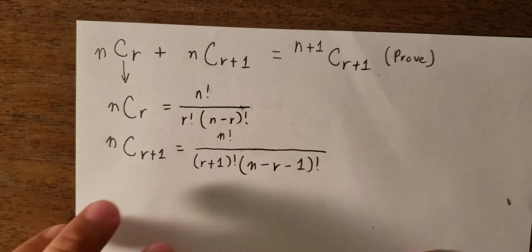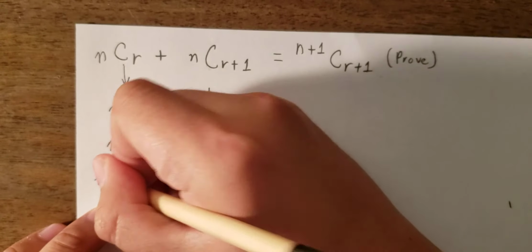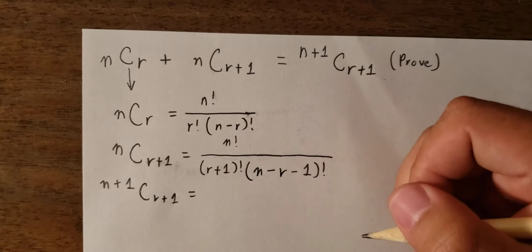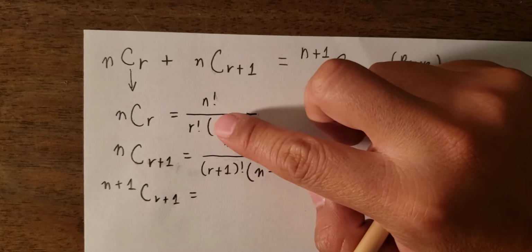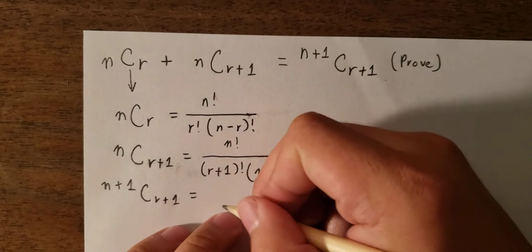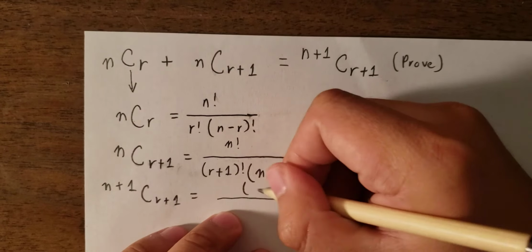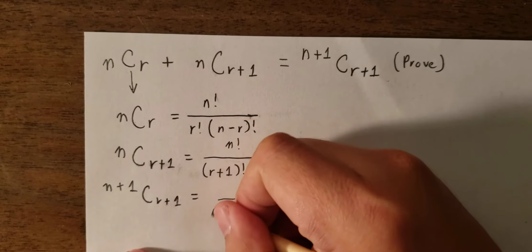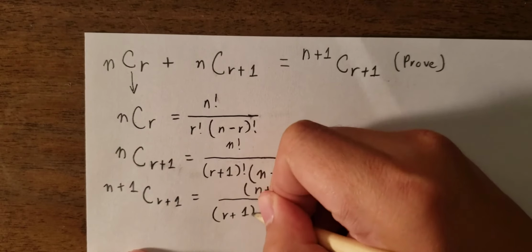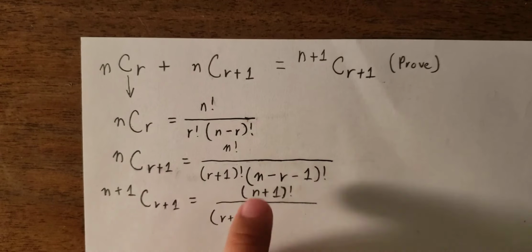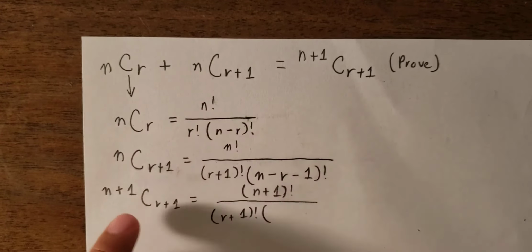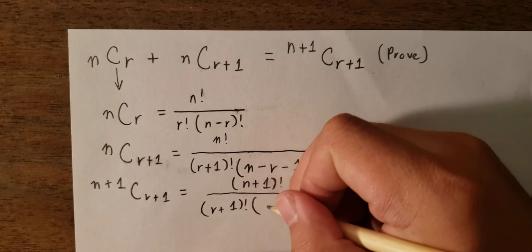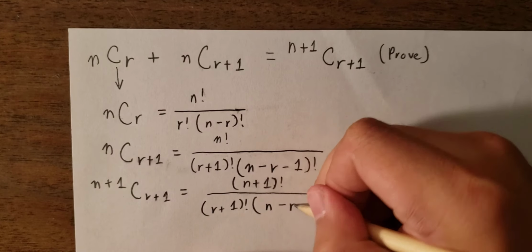Next we have this one. So we apply this formula here and we get (n plus 1) factorial, and we have (r plus 1) factorial. We have n minus r, so we have n plus 1 minus r minus 1, and you get n minus r factorial.